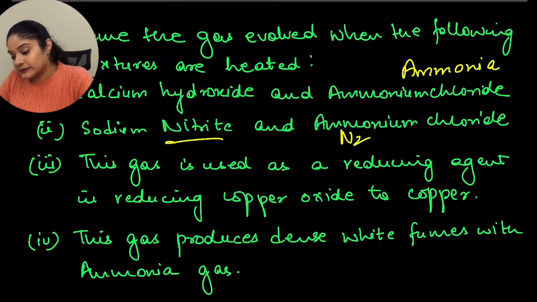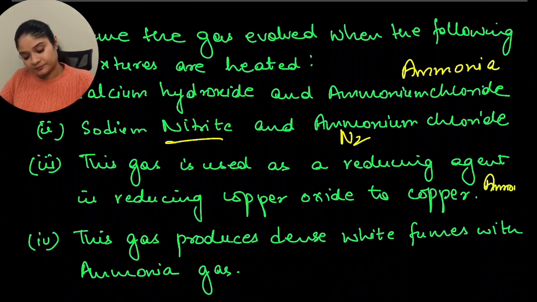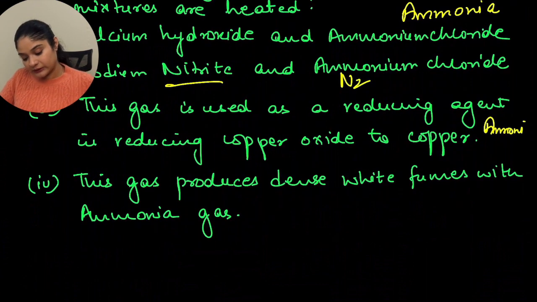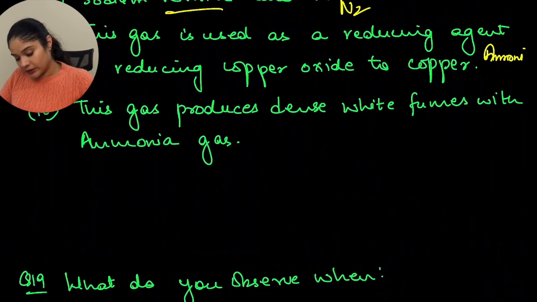The next is, this gas is used as a reducing agent in reducing copper oxide to copper. We have done this also. So that gas is ammonia. The next question is, this gas produces dense white fumes with ammonia gas. So that is your hydrogen chloride. Let's move to the next one.